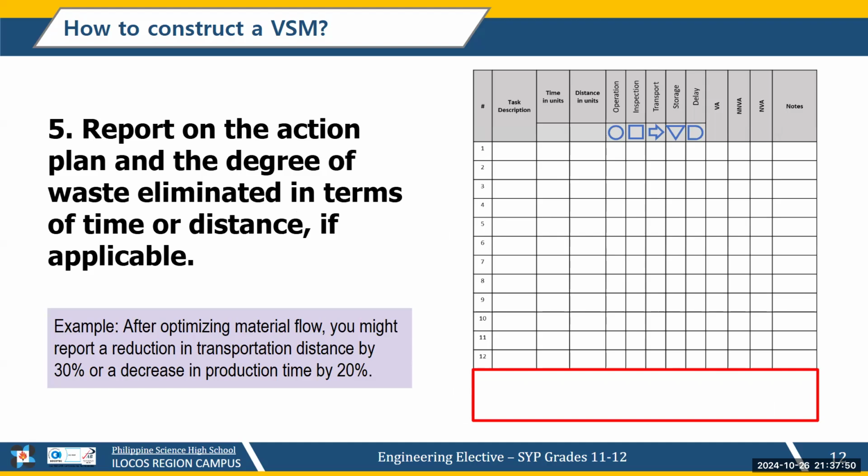So in the first part, after filling up the duration of each step, you should be able to compute the total cycle time. And then after removing the waste, you can get another cycle time, which is much shorter than the original cycle time.